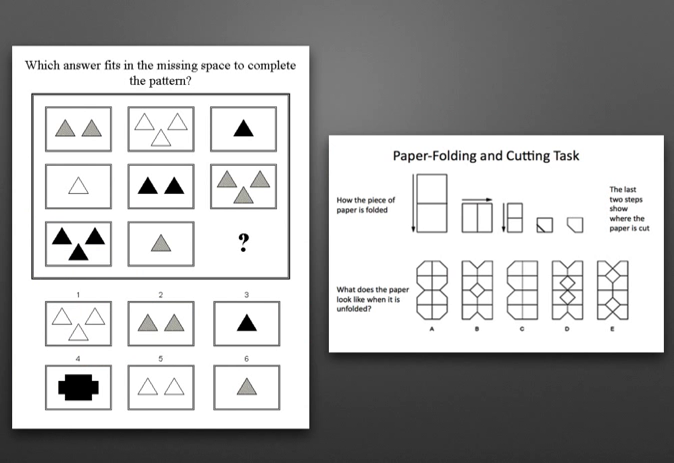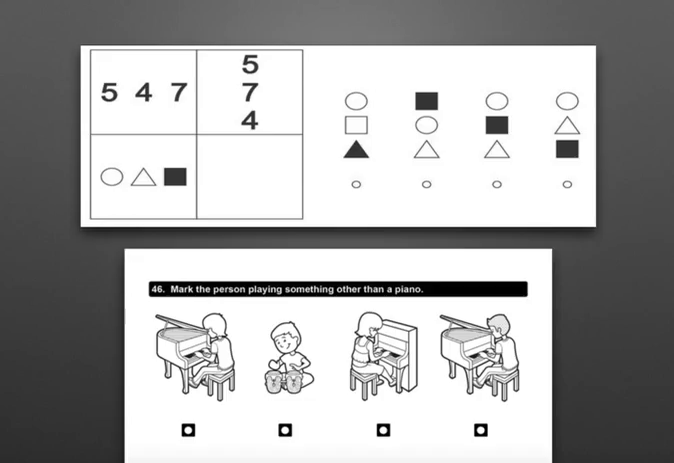So here are more examples of the test. Which answer fits the missing space to complete the pattern? So you'll look at the pattern and then you'll choose from the bottom 6 squares what would go in the missing space. And then the paper folding and cutting. So it shows you how the paper is folded, what it looks like when it's complete, and where they cut the paper. And then they want you to figure out what the paper is going to look like once it's unfolded. More examples, you have the number patterns and then the shape patterns, and then it says mark the person playing something other than the piano.